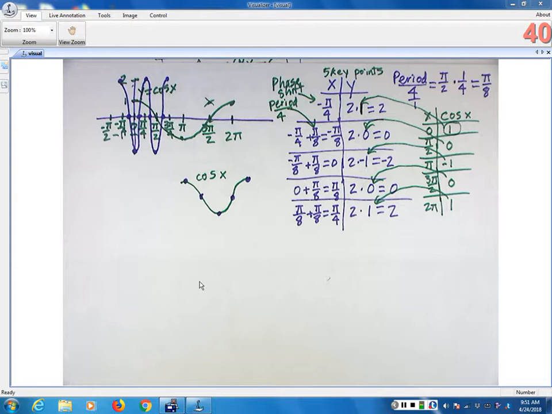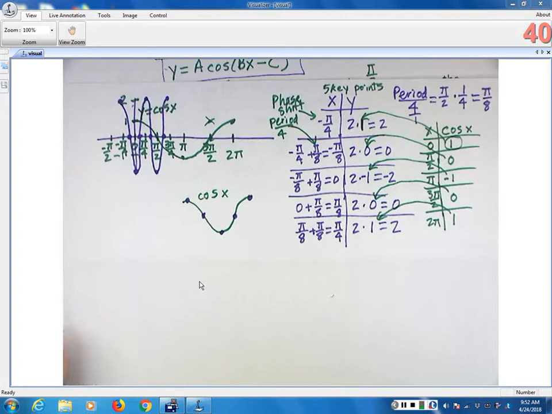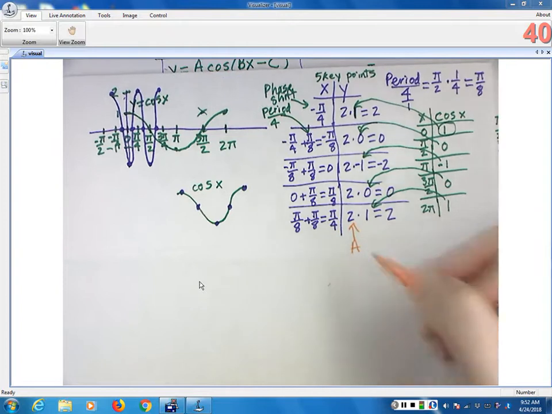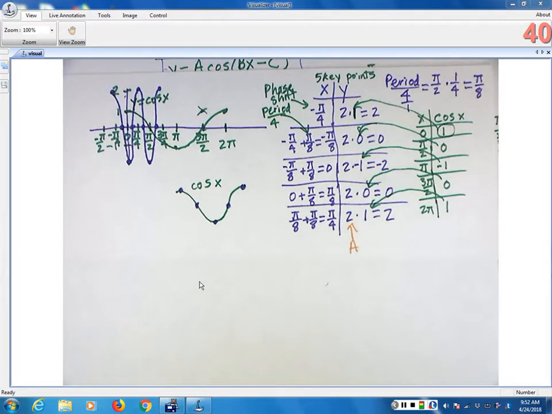And for the Y key points, it's always going to be like the parent functions times the amplitude. Well, not just the amplitude, it'll be whatever A is, times A. So this is A. It's not the absolute value of A. In fact, it would be flipped if it was a negative. Okay?